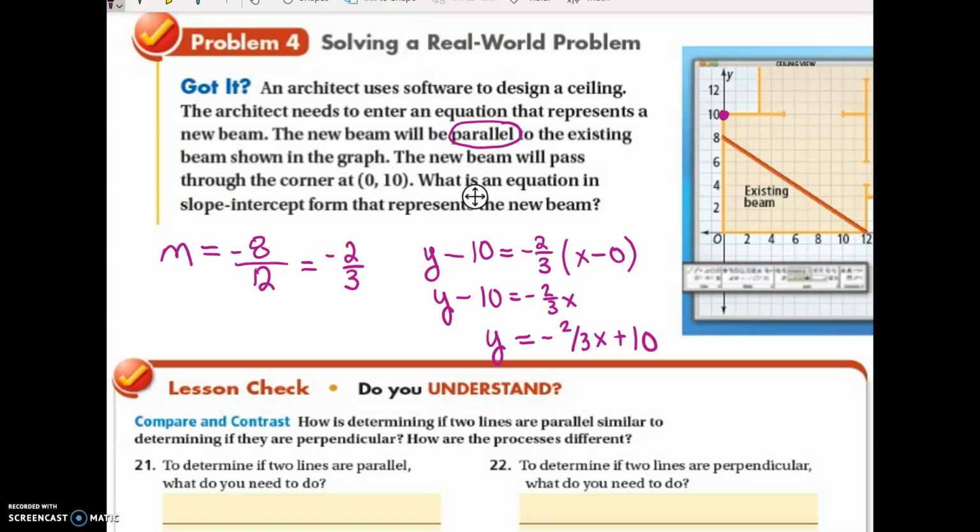We could also see that if we have 0, 10 as our point here, and it has to go through that point, and we know it has to have the same slope, I already know it has to go through 10, and I already know the slope has to be -2/3. So technically, we wouldn't really need to do this part, but I still think it's good for you to see that relationship.